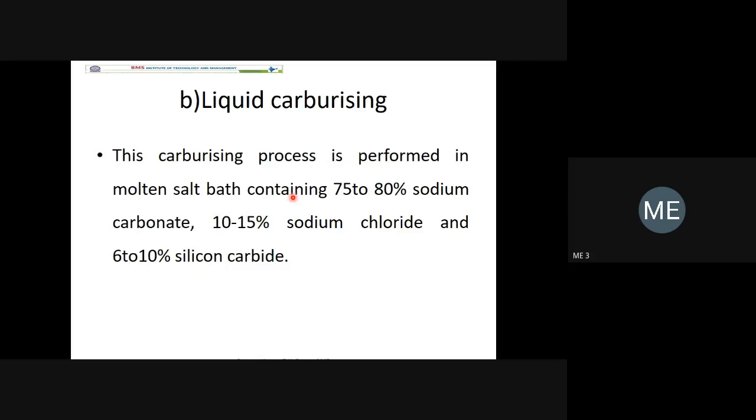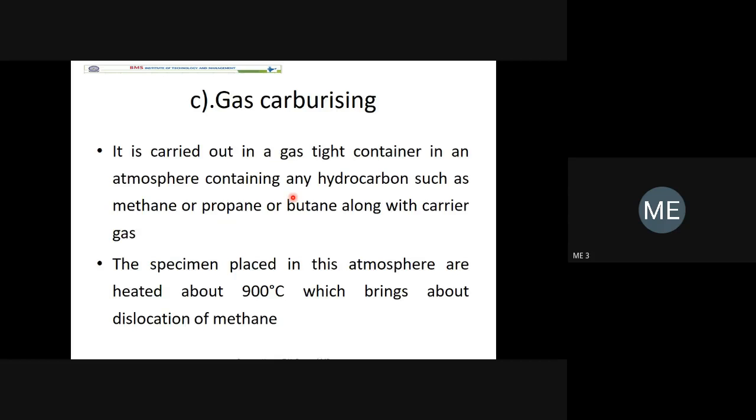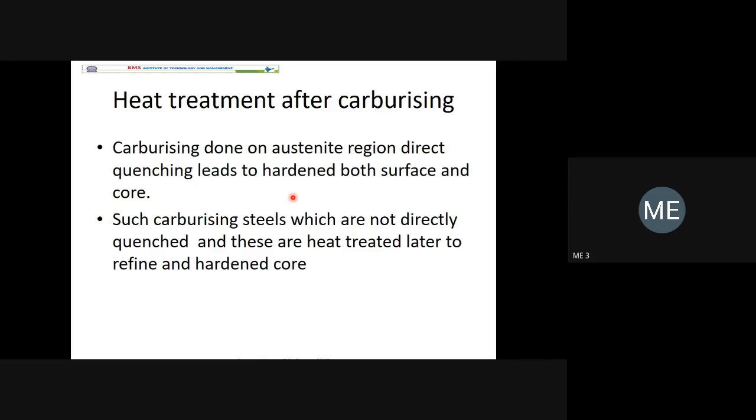There is one more process, liquid carburizing. So again, finally, nascent carbon will be produced. It is in the liquid state. Your carbonaceous medium is in the liquid state. Don't think that the metal is in the liquid state. Then gas carburizing. So again, what you discussed, one is carbon gas.